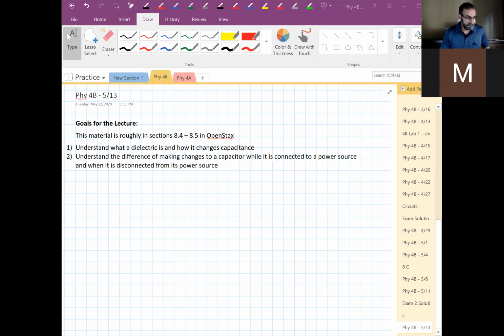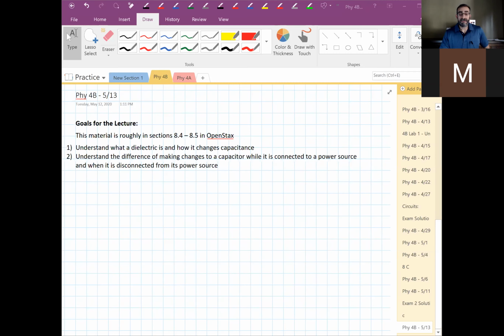All right. So we're working with DC circuits and capacitors. We're starting with capacitors, and we will hopefully get into current and resistors today. Let's see where we end up.